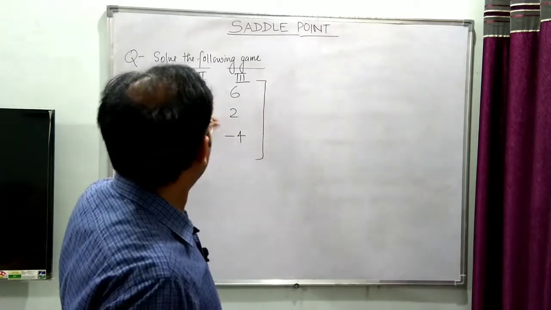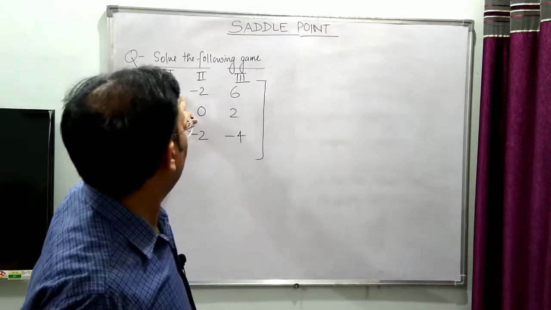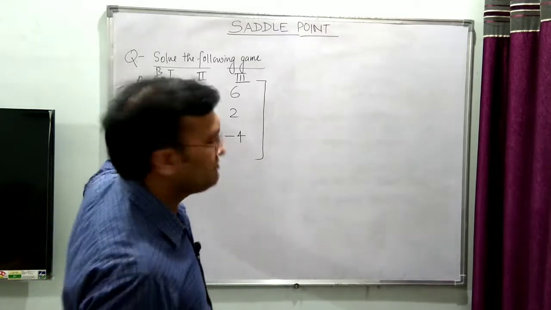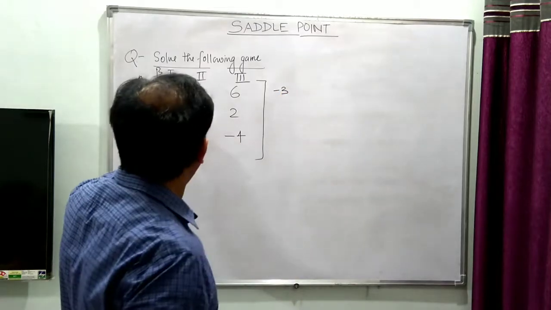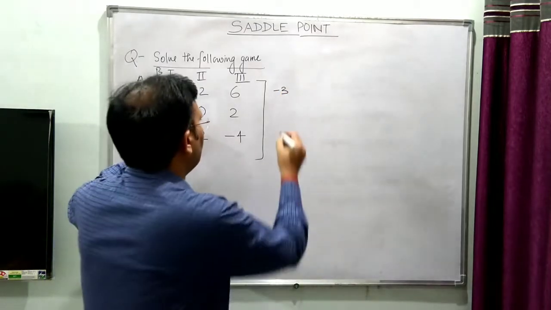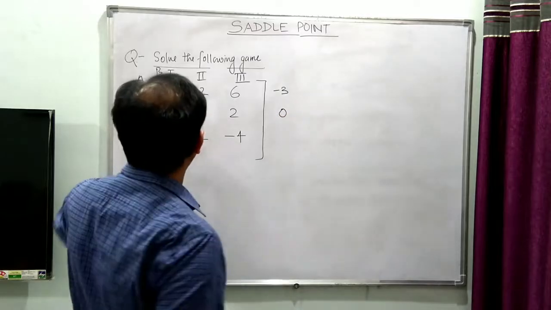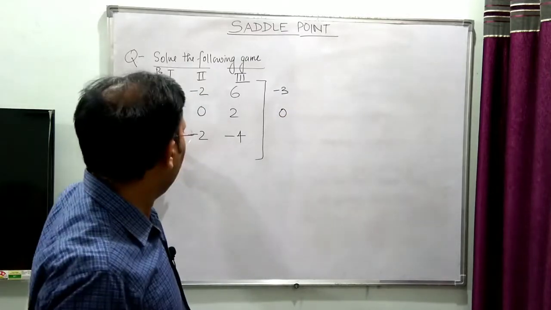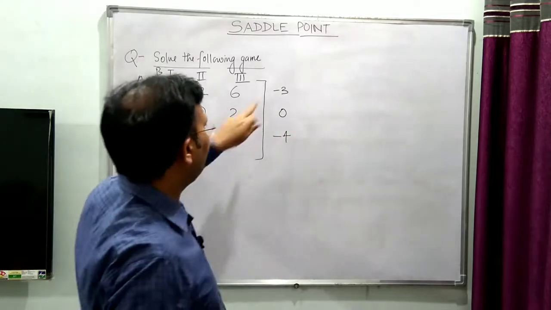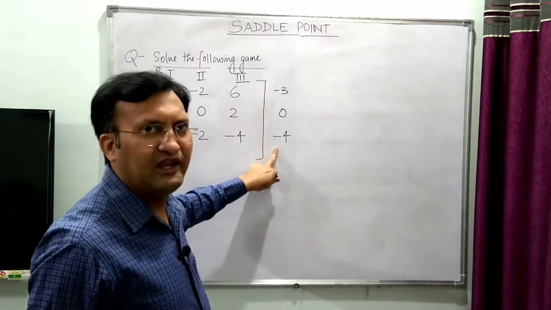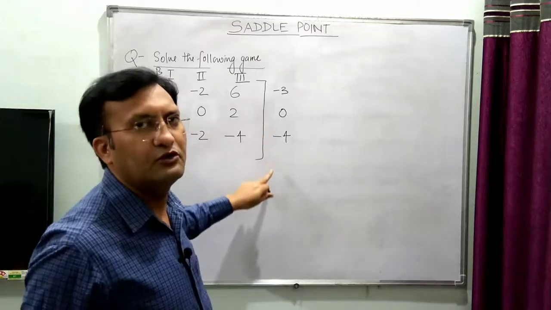element, right? So just see, in first row, right, what is minimum? Minimum is -3, so we are going to write over here -3. In second row, what is minimum? It is 0, right? And in third row, what is minimum? It is -4, right? So these are the minimum elements of different rows.